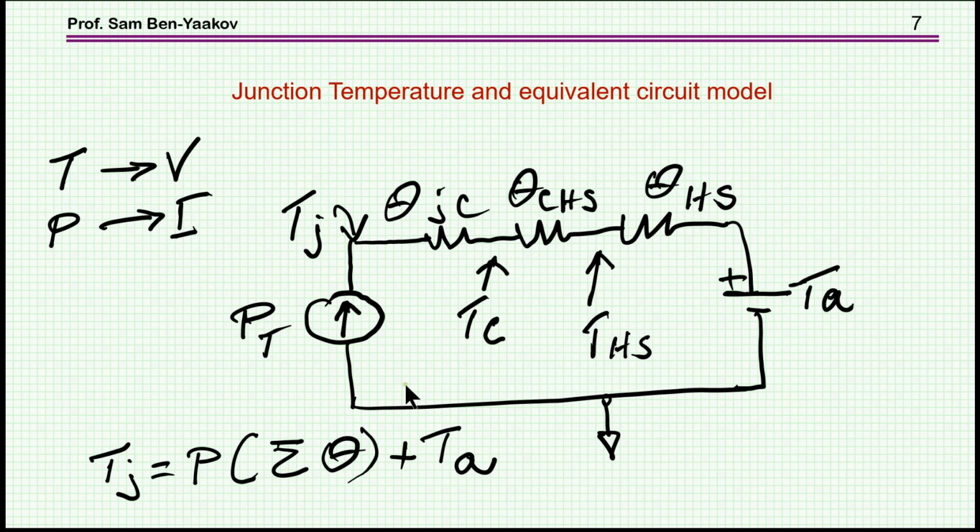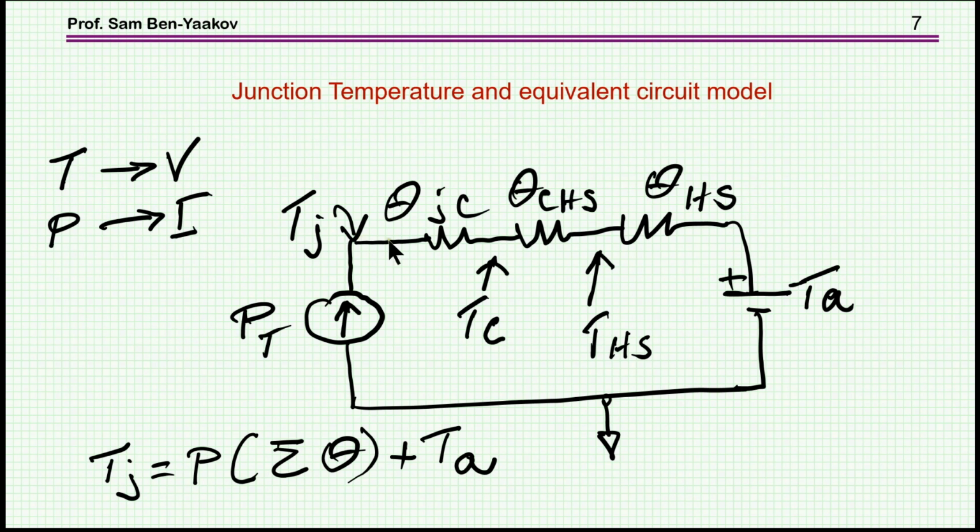So the simplest way to represent the situation is by this equivalent circuit. In this equivalent circuit, temperature is modeled or mimicked by voltage, and power by current. That is, voltage represents temperature and current represents power. So we have here a source of power. This is the dissipation of the device itself, in the case of a MOSFET, in the channel.